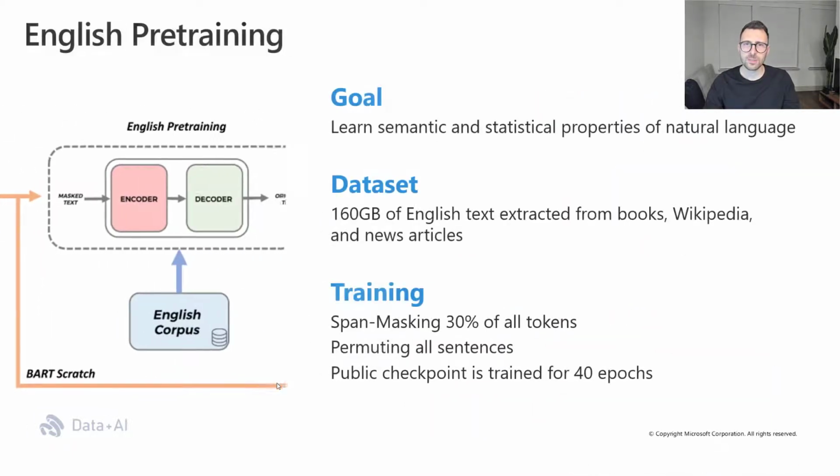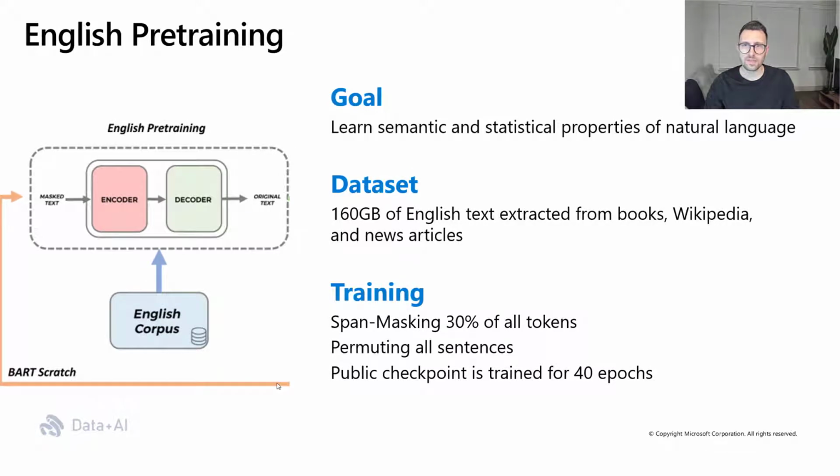The goal of the English pre-training is to learn semantic and statistical properties of the natural language. This is useful because source code can contain a lot of English words, such as variable and function names. Understanding the meaning of these words can be extremely important. For this stage, we use a dataset of 160 GB of English text, extracted from books, Wikipedia, and news articles. The training is performed using the noising transformation we saw before. We rely on a public checkpoint which is trained for 40 epochs.